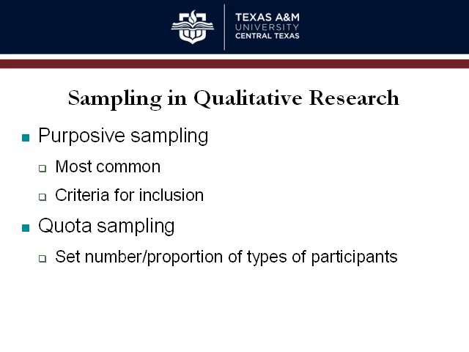Similar to that would be quota sampling, and this is you decide how many people with particular characteristics to include as participants. So you have a set number or proportion of types of participants. So if you say, geez, I want to look at this phenomenon, and I want to be able to talk about how men are different than women in this phenomenon, so I'm going to say I'm going to get equal numbers of men and women. That would be quota sampling.